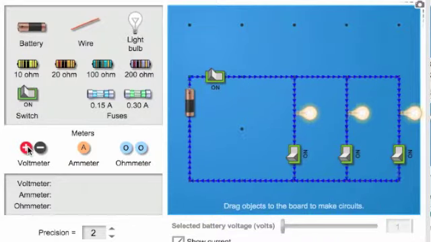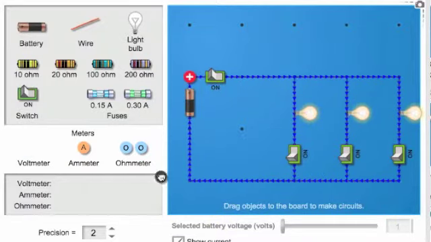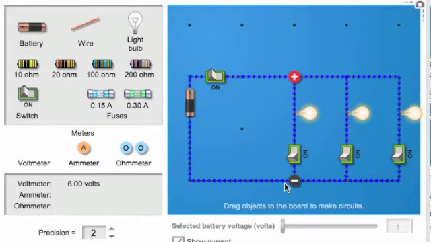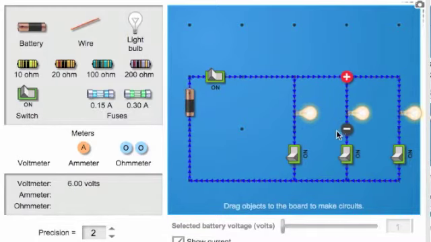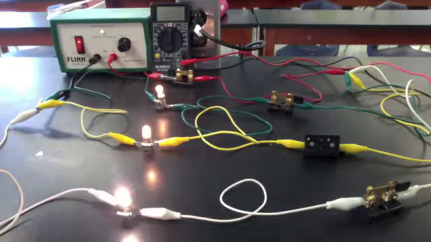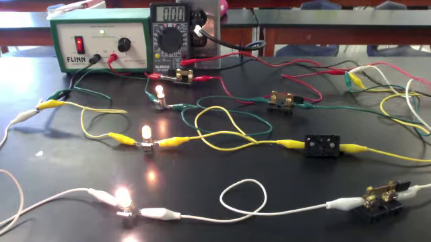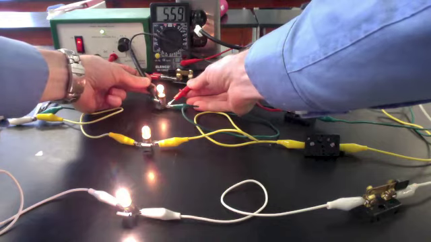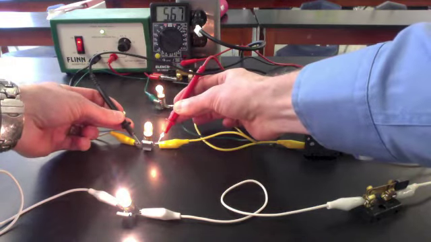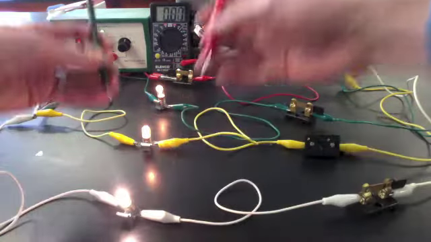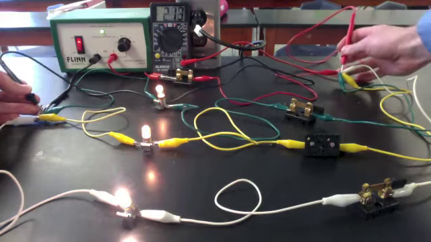Now let's measure voltage using our voltmeter. The voltage of the power supply is 6 volts. The voltage across each bulb is also 6 volts. Let's set our multimeter to measure voltage. The power supply is applying 6 volts. The voltage across the first bulb is 5.6 volts. Across the second bulb, it's about 5.7 volts, and the third bulb is about 5.6 volts. The voltage across each bulb remains the same.